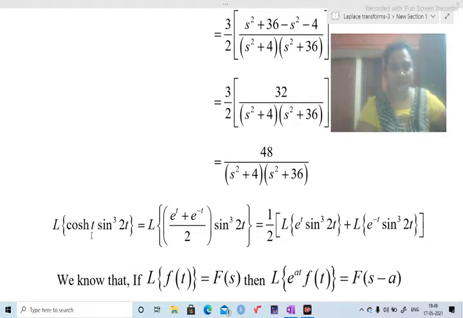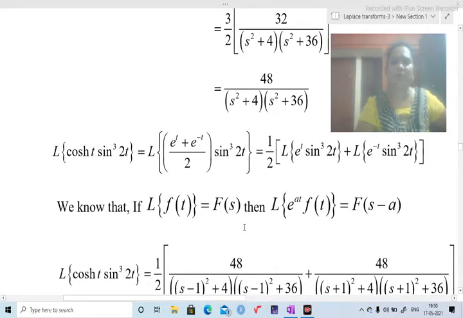So we need the Laplace transform of this function. Observe, cos ht is there. The value of cos ht is e power t plus e power minus t by 2, and sin cubed 2t as it is. Again take 1 by 2 outside and write down L of e power t into sin cubed 2t plus L of e power minus t into sin cubed 2t.